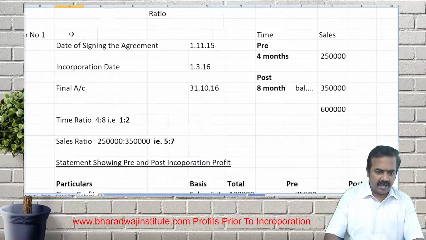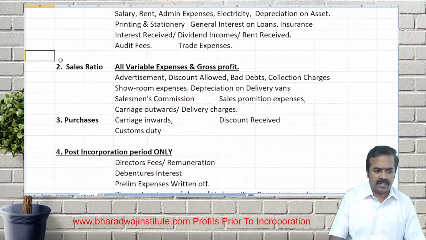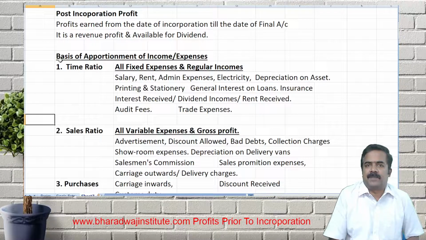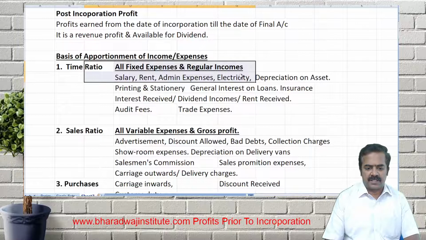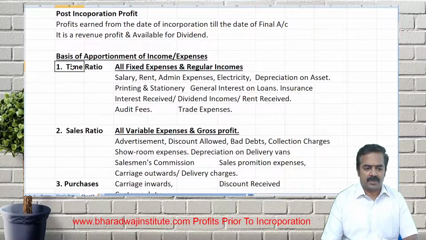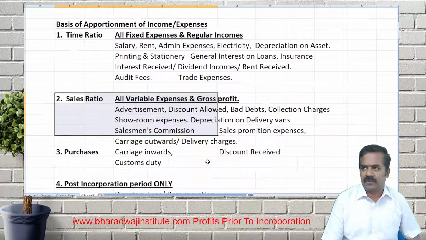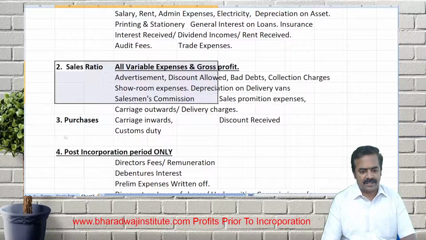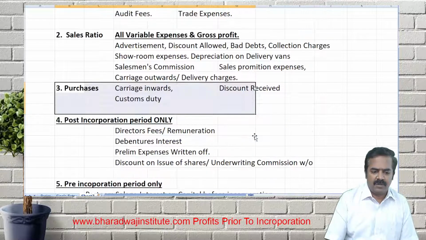Okay, pre-incorporation profit. We work out pre-incorporation profit and post-incorporation profit by apportioning the expenses and income based on different ratios. All fixed expenses and regular incomes, we go with which ratio? Time ratio. All variable expenses and of course the gross profit, we work out by which ratio? Sales ratio. Purchases related incomes or expenses, we go for which ratio?